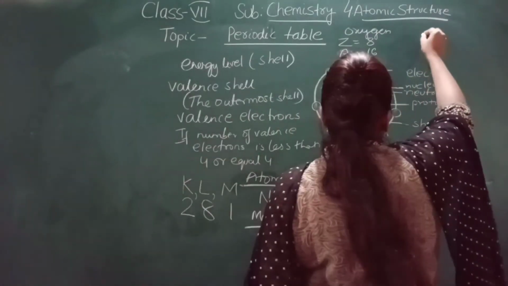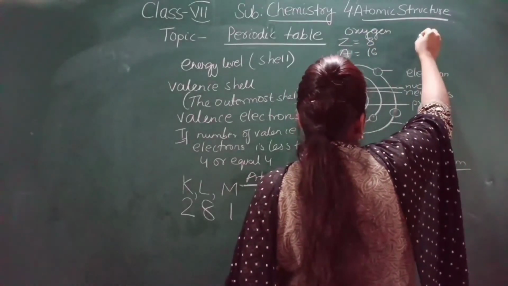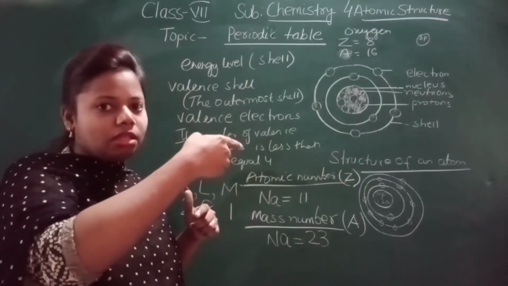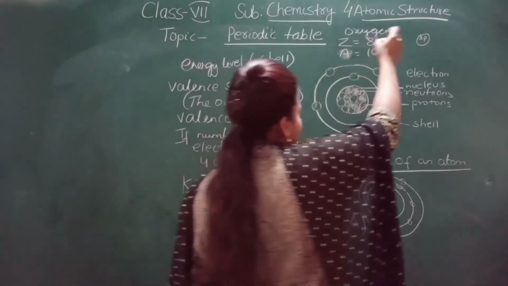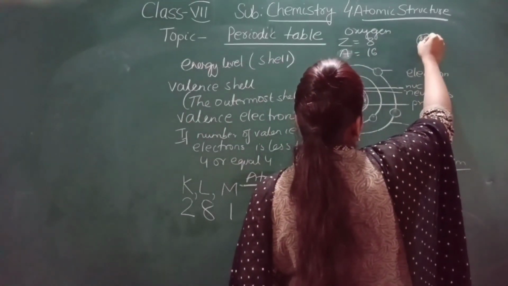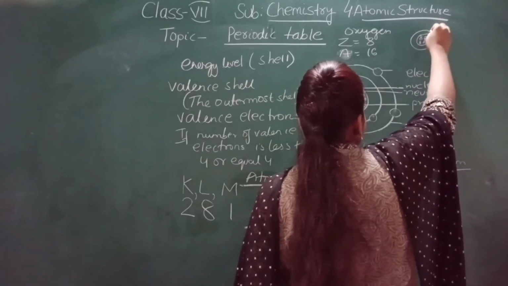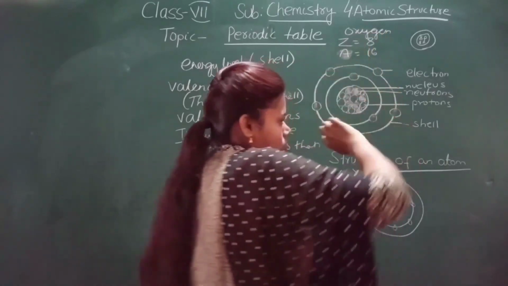What you have to do is that the nucleus will be there. In the nucleus, the atomic number is the number of protons, that means 8 protons are there. How many neutrons? You have to subtract the atomic number from the mass number. So 16 minus 8 will be 8. That means the number of neutrons is also the same. Now we have to make the shells. We have to arrange these 8 electrons in the shells.